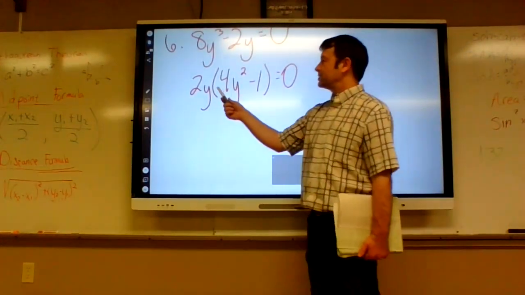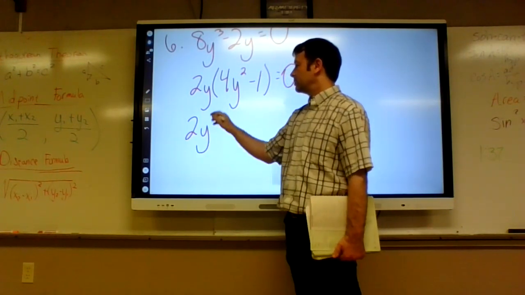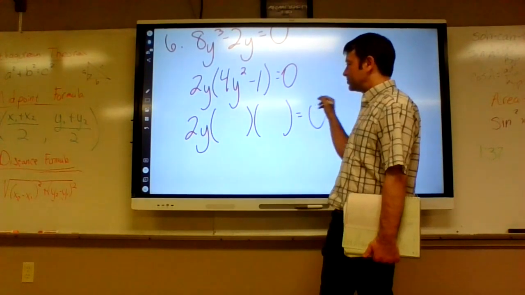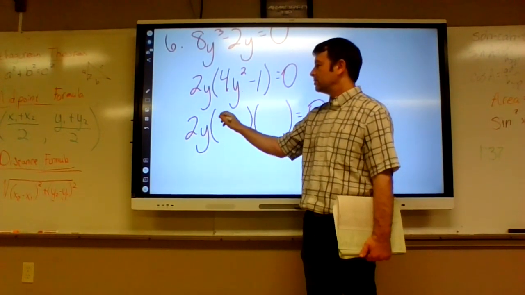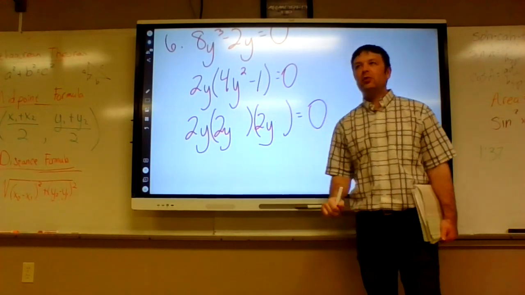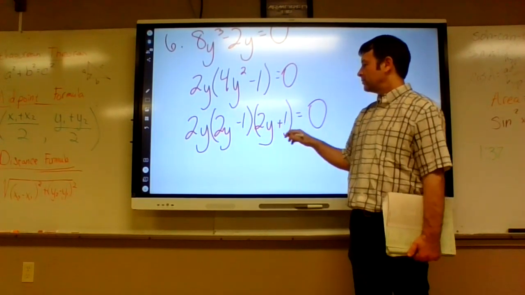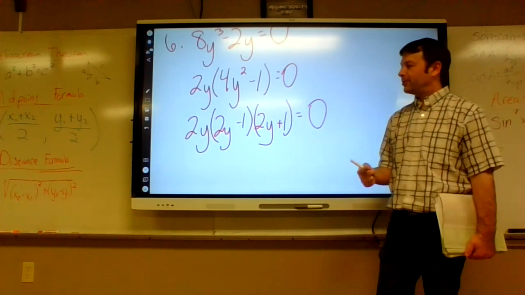How about this thing in parentheses? What can I do with that? It's a square minus a square, a difference between two squares. So what goes into 4y squared? 2y. What goes into negative 1? Negative 1 times positive 1. Now it looks kind of like number 3.